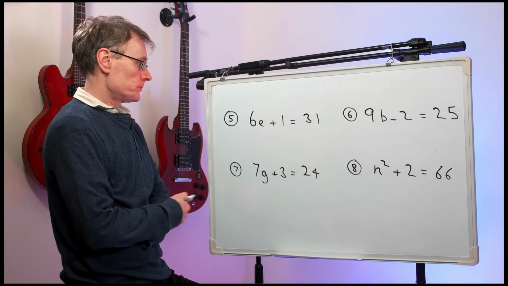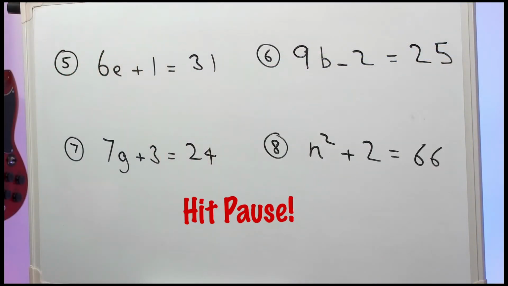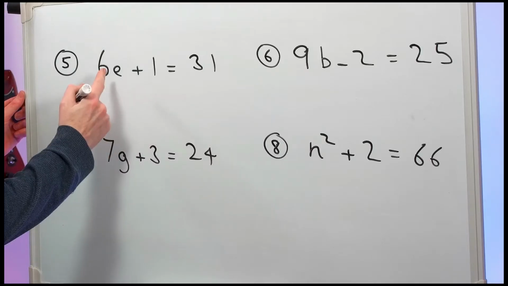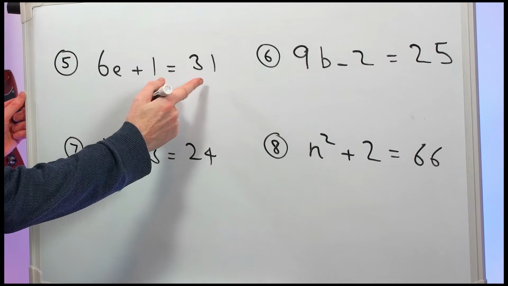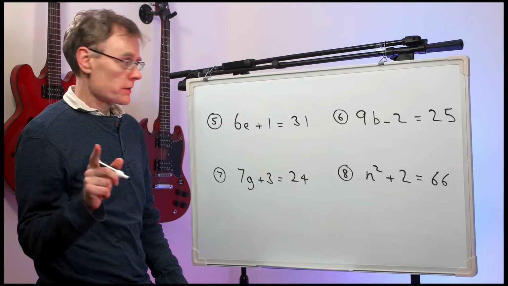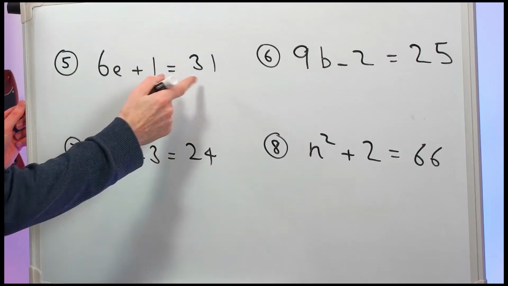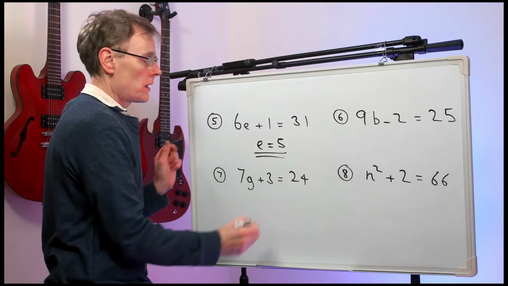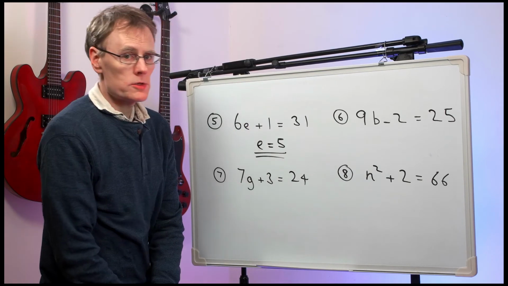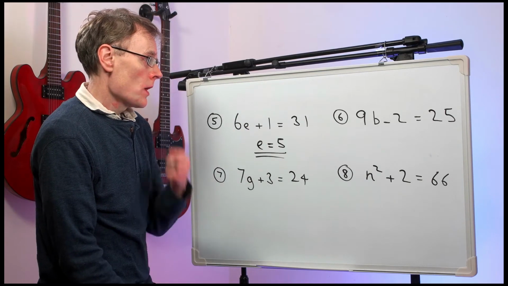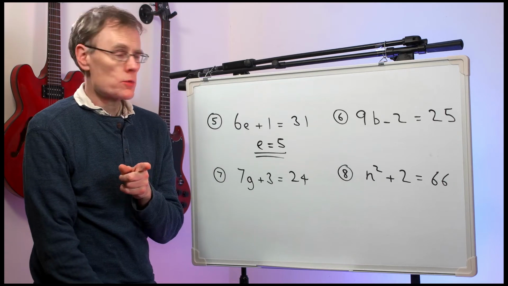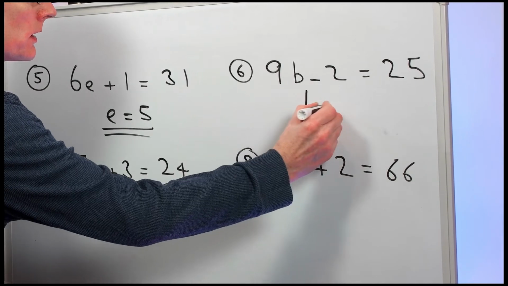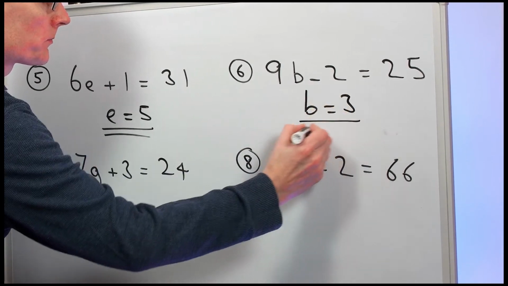Okay, here are 4 more questions. Give these ones a go. Okay, answers. Number 5. So 6e plus 1 is 31. Well, 6 5s are 30. Plus 1 is 31, so e equals 5. Number 2, 9b minus 2 equals 25. Well, 3 9s are 27, 26, 25, so b equals 3.